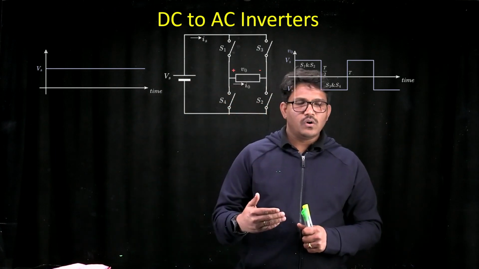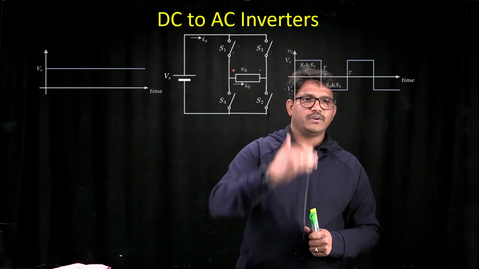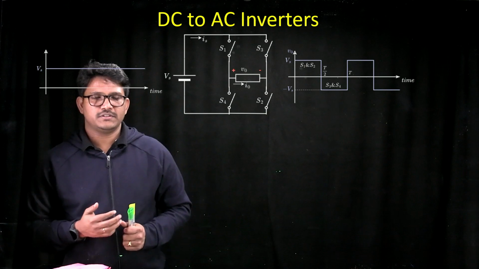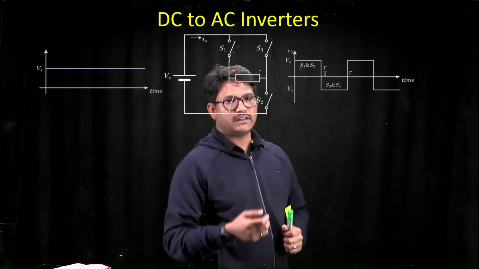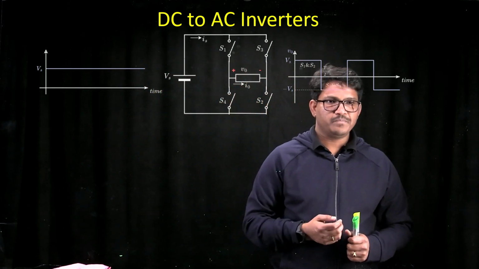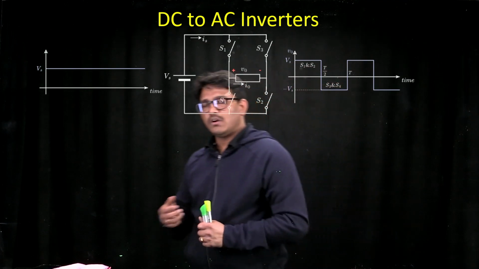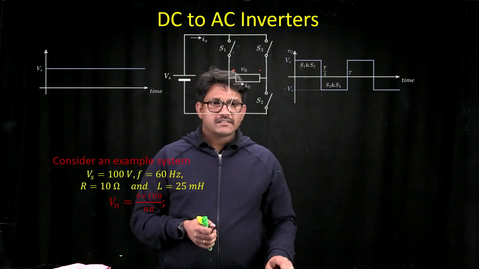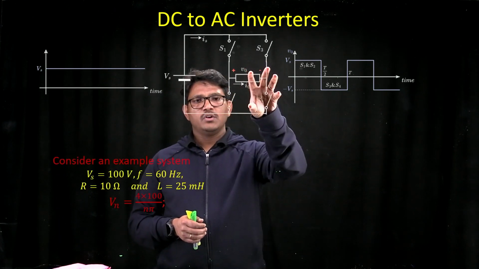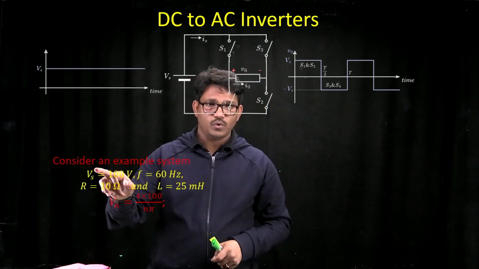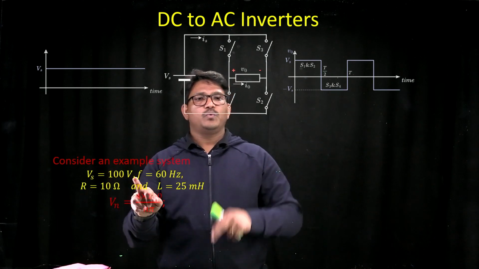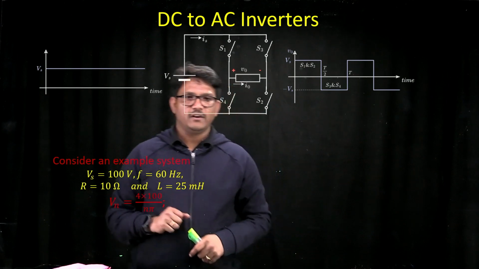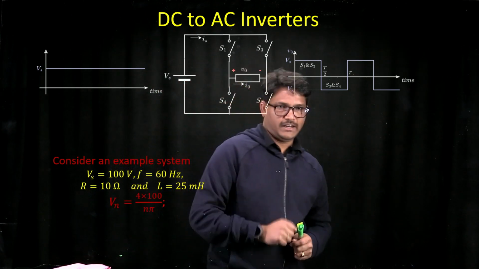If you wanted to know how deviated this square waveform is from the fundamental frequency of 60 Hz or 50 Hz, then you can calculate that using the total harmonic distortion factor. Let's try to understand total harmonic distortion using a simple example. Let us consider that you have an inverter with a source voltage of 100 volts and you are expecting your output voltage to be 60 Hz. And you have a load with a resistance of 10 ohm and inductance of 25 millihenry.